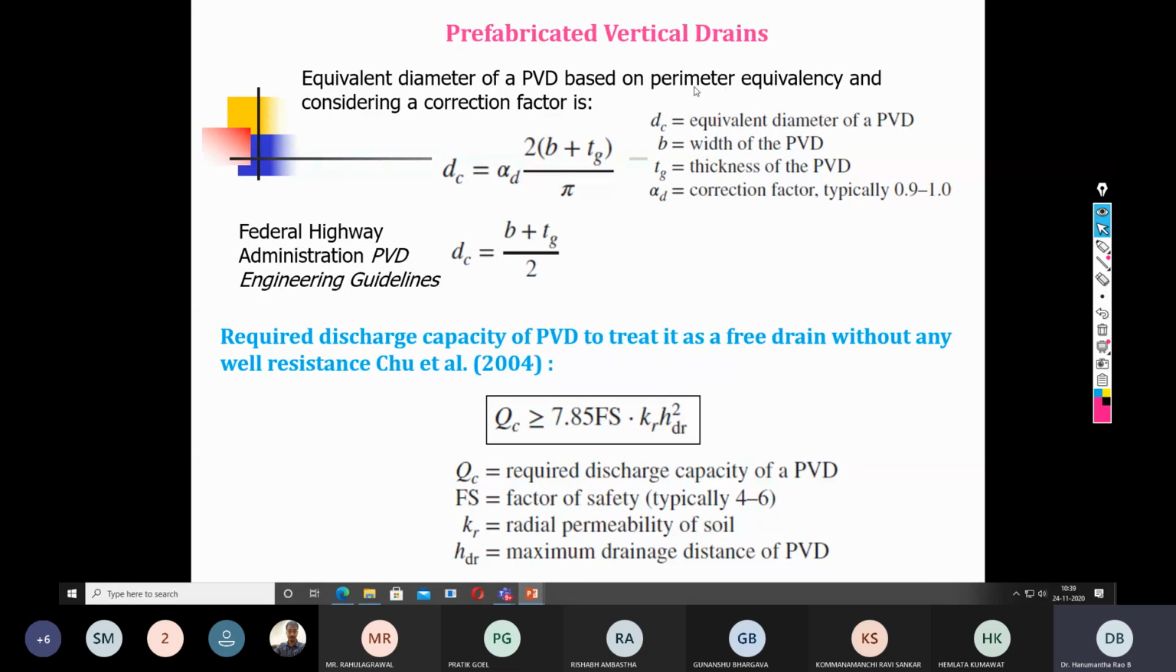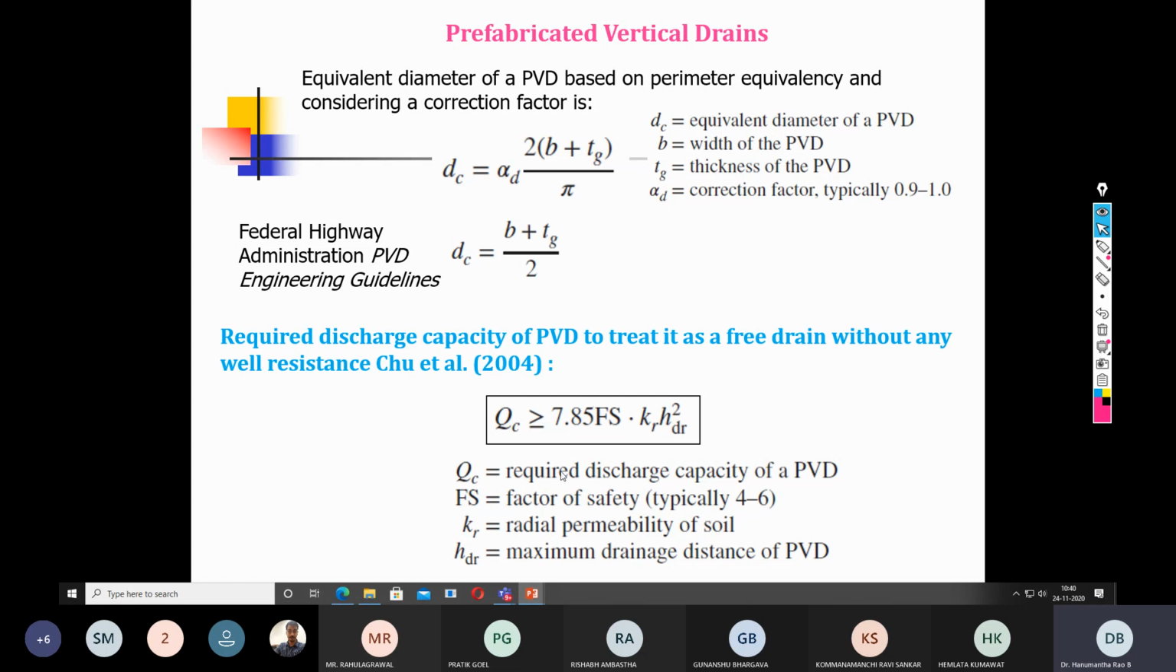Equivalent diameter of a PVD based on perimeter equivalence and considering a correction factor. That is Dc is equal to alpha D into 2 into (B plus Tg) by pi. B is width and Tg is thickness. Alpha D is a correction factor which is typically 0.9 to 1. But in order to avoid some kind of confusion, the Federal Highway Administration has given a guideline. You simply take (B plus Tg) by 2. That's good enough.